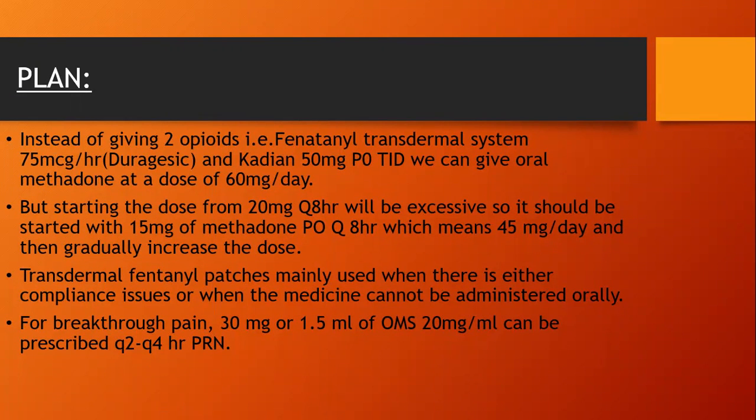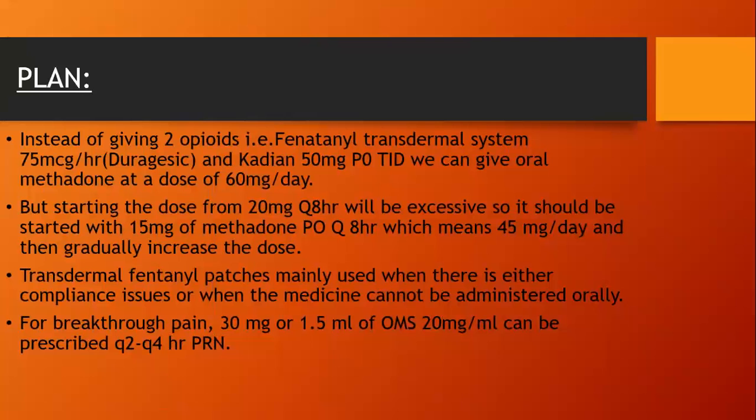Although the patient is relatively young and has been using opioids for quite some time, the starting dose of 20 milligrams every 8 hours can be quite excessive. So the starting dose of methadone will be 15 milligrams orally every 8 hours, making the dose up to 45 milligrams per day. And then we can gradually increase the dose according to the patient's condition.